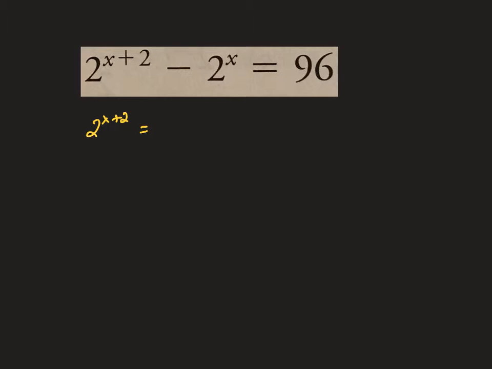well, this is 2 times 2 times 2 times 2. How many times? X plus 2 times. So if I do 2 to the x, that means 2 times 2 times 2 times 2, x times, and this is just 2 times 2 times 2 times 2, x plus 2 times, so 2 extra times. So this is going to be times 2 times 2. Right? So 2 to the x plus 2 is the same as 2 to the x times 2 times 2. It's just 2 multiplied by itself x times, and then times 2 times 2. There's an extra 2 there.